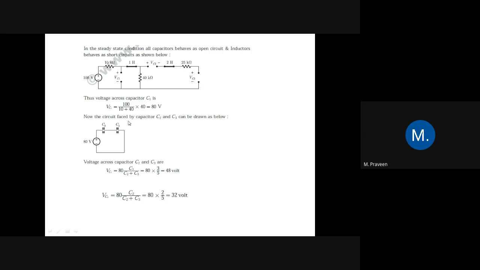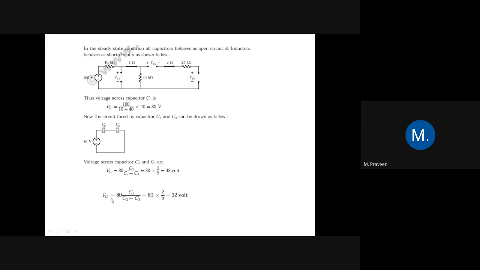So very simple. To find VC2, we have to apply the formula here. So VC2 is nothing but, the voltage here is 80 volt. So 80 into the opposite element, which is C2, divided by the overall elements, C2 plus C3. All the values of C2, C3 are given. If you substitute these values, you'll be getting the VC2 value as 48 volt.